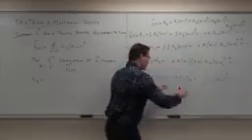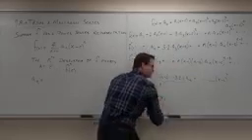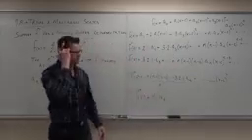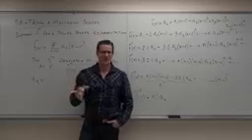And the only thing I'm left with is this guy, n factorial times a sub n. And that's it. Did that make sense to you? It's kind of weird, right? But this is the idea.